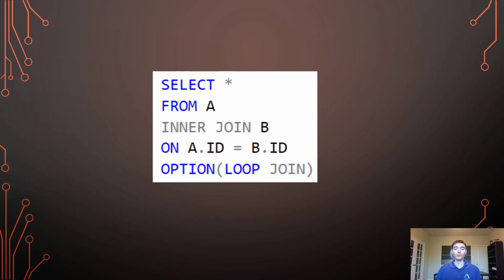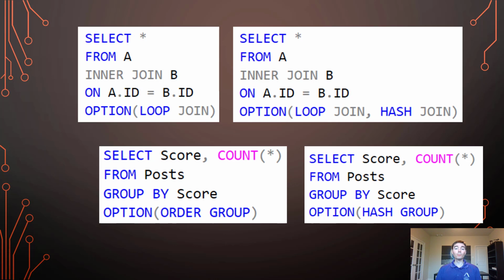Probably a better way to do it would be with the option section. I can write option loop join, and what that does is throughout the entire query, SQL Server is only allowed to consider loop joins. There are multiple things you can do, such as writing option loop join, hash join, and that allows SQL Server to consider only loop joins or hash joins, excluding merges.